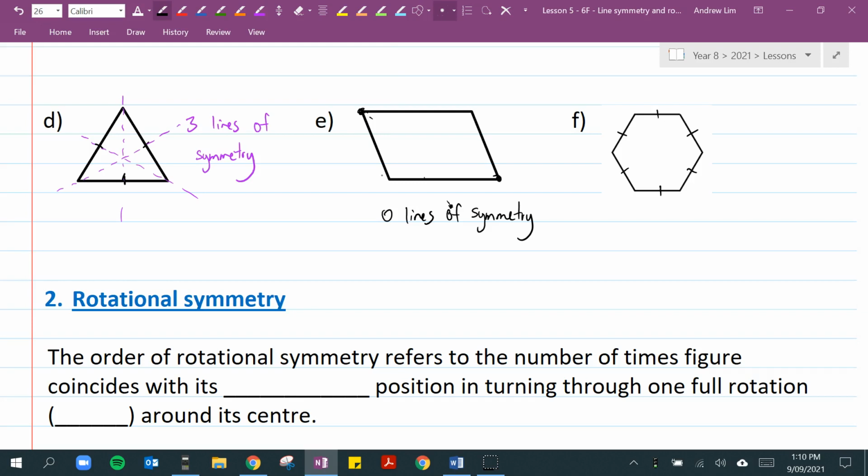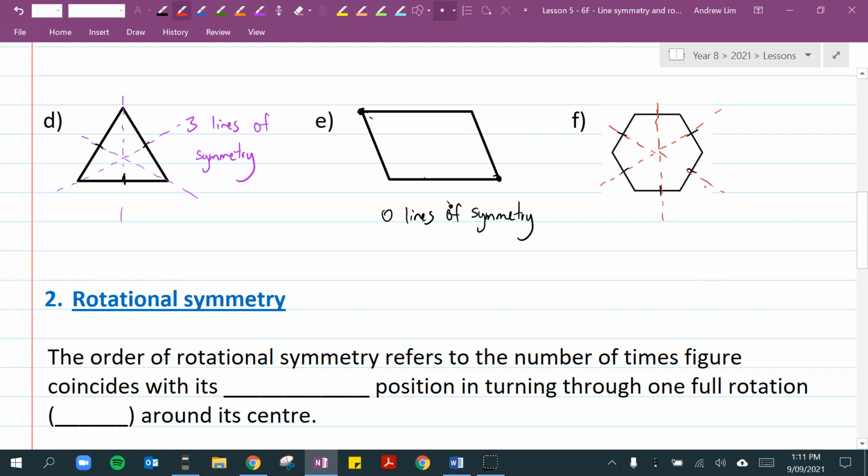What about question F? Well, we can fold it right down the middle. That's 1. We could fold it right across here. That's 2. And we can fold it right across here as well. That's 3.